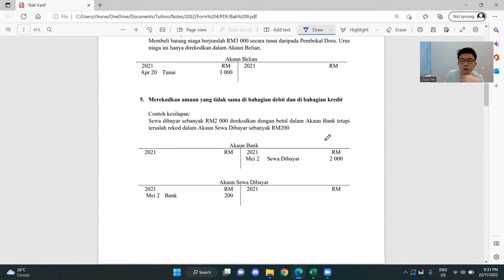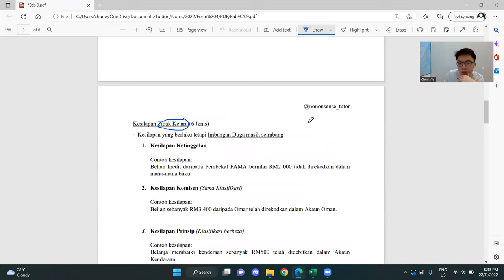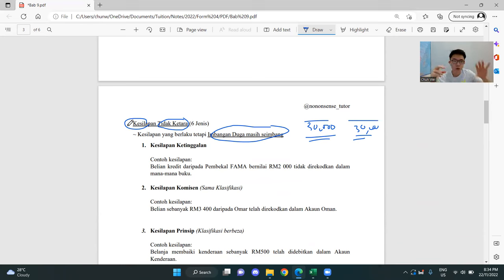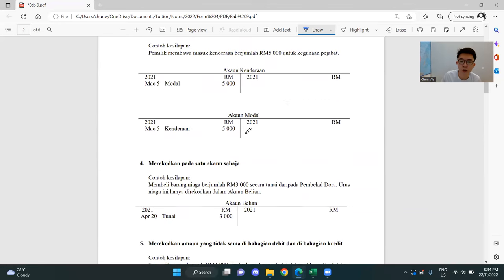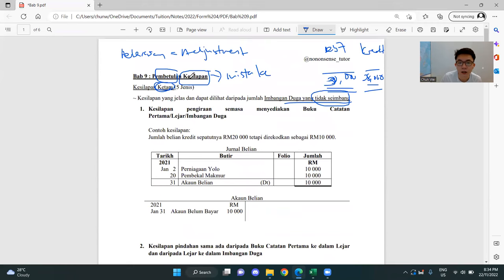But what if your imbangan duga imbang? Let's say 30,000 on the debit, and also 30,000 on the credit side. See, imbangan duga masih imbang, tapi masih ada kesilapan. Then this is panggil a kesilapan tidak ketara. Ketara ada 5 jenis, and tidak ketara ada 6 jenis. In your exam, the more important one would be your kesilapan tidak ketara. This is a star.